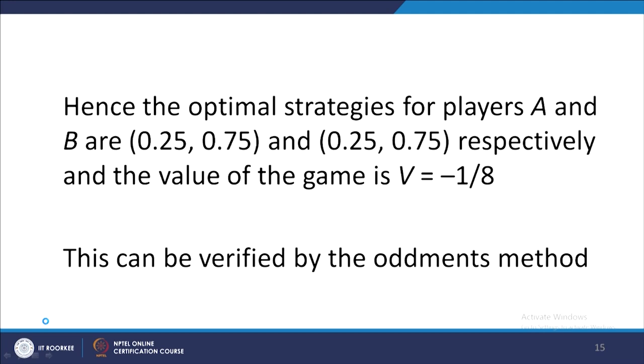Hence, what have we got? We have got the optimal strategies of the players A and B as follows. The optimal strategies of the player A are 0.25 and 0.75, and the optimum strategies of the player B are 0.25 and 0.75, and the value of the game is V is equal to minus 1 by 8.